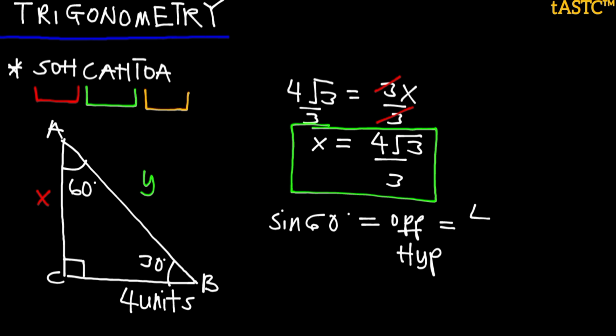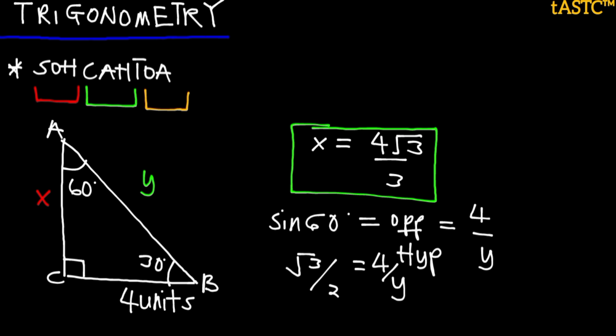Now the opposite obviously is 4, and the hypotenuse is y. So here now we get sine 60 degrees. Sine 60 degrees is root 3 divided by 2. This is going to be equal to 4 divided by y. Now I just need to place this in perspective because we're going to use it later on. So I'm just going to leave this part.